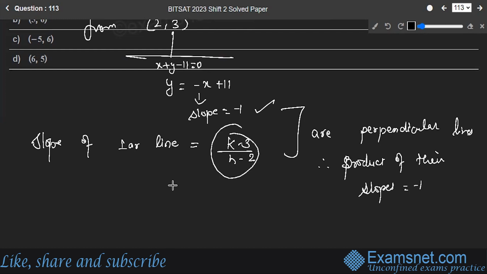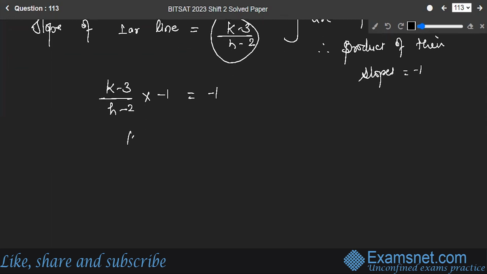Right? Which means this multiplied this is equal to -1. So (K minus 3) upon (H minus 2) multiplied by -1 is equal to -1. Or this gives you K minus 3 is equal to H minus 2, or you have K minus H is equal to 1. Let's say this is equation 1. I got the relation between K and H.